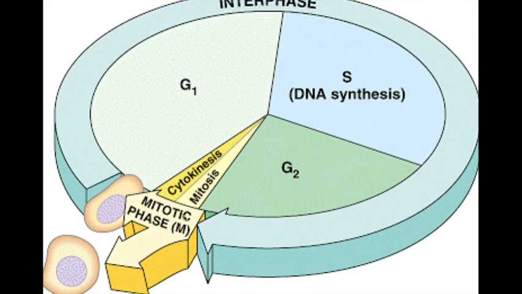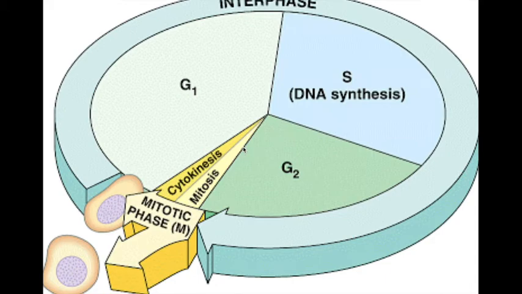The cell division is made up of two parts. First, the nucleus divides, and then the cytoplasm divides. The nuclear division is called mitosis, and the cytoplasm division is called cytokinesis.